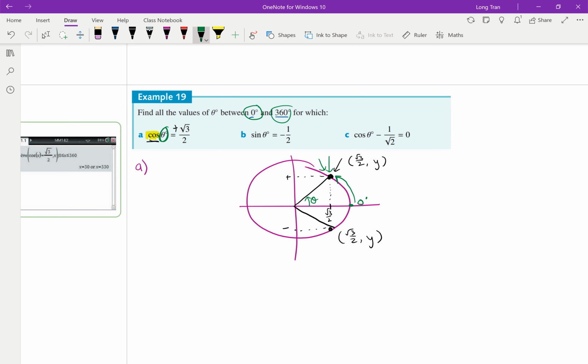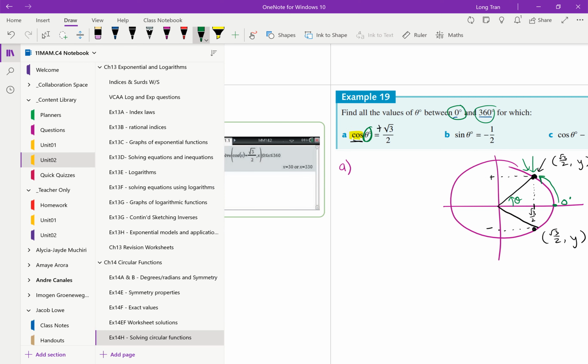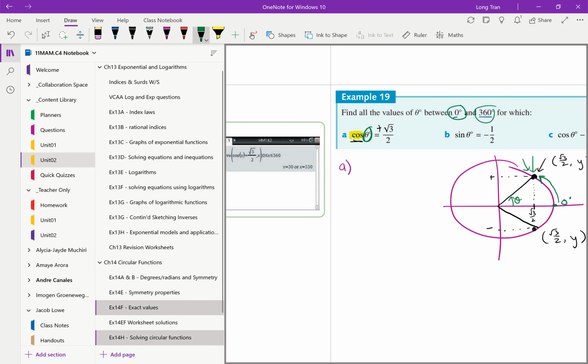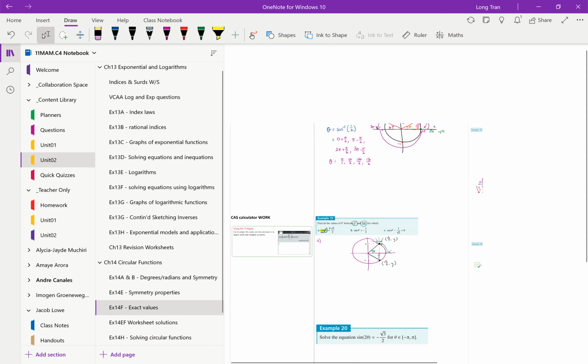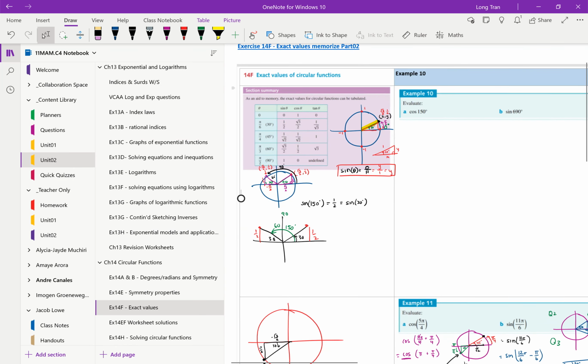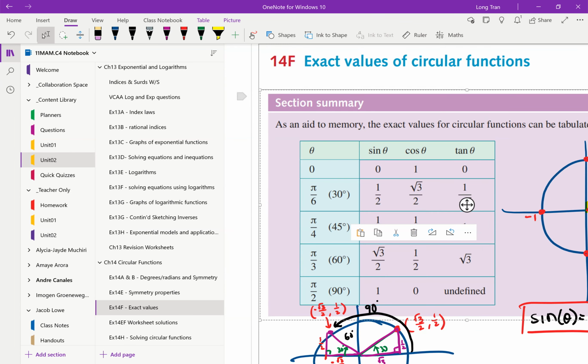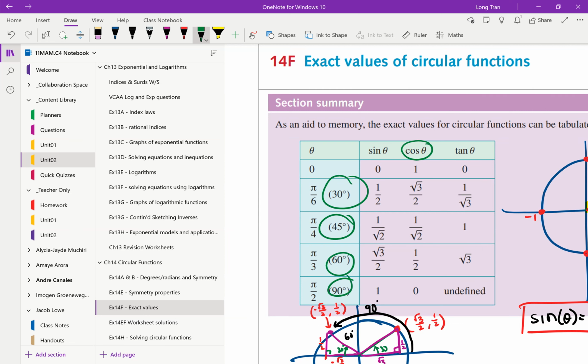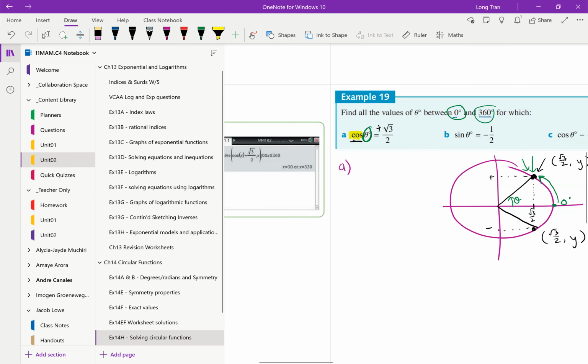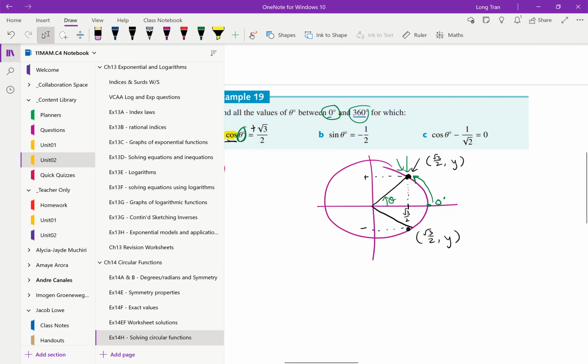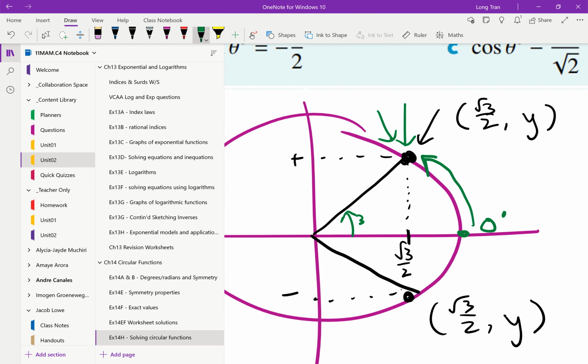Cos of what angle should you have to get an x coordinate of root 3 on 2? And this is where you have to go back to your exact values. So if I jump back to 14f and look at our exact values here, you can see they're saying cos of what angle, 30, 45, 60, 90, will give you an x value of root 3 on 2. So you can see here to get root 3 on 2, the angle had to be 30 degrees. So when I go back to solving, I now know this angle had to be 30 degrees.